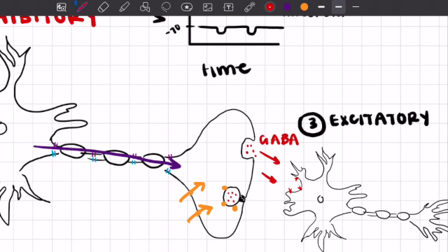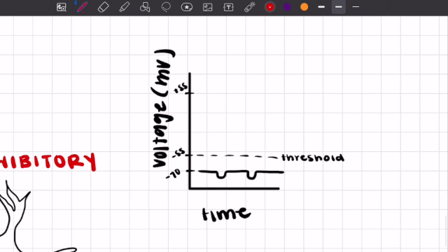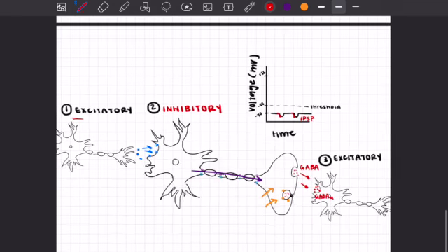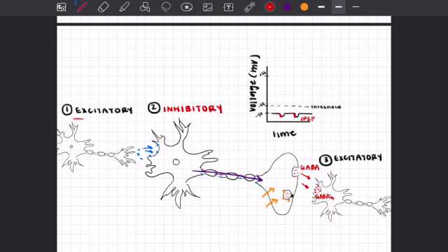And GABA binds to the ionotropic receptors. In this case, we're using GABA A, which results in the hyperpolarization of the cell membrane via a chloride ion influx. So the resting membrane potential decreases, and this results in an IPSP, or inhibitory postsynaptic potential, in which cell number 3 is much less likely to fire an action potential compared to the excitatory cell number 3.